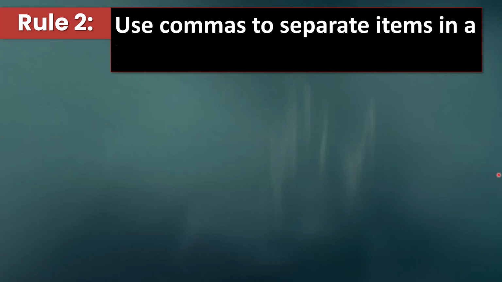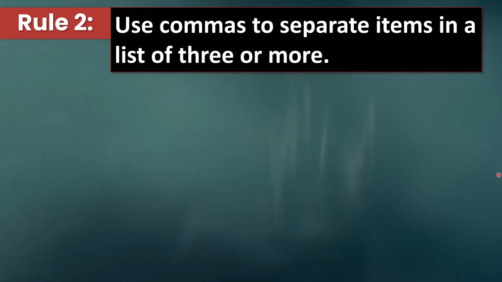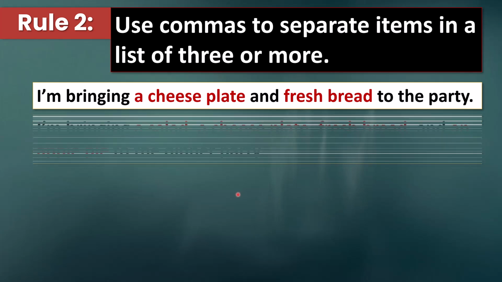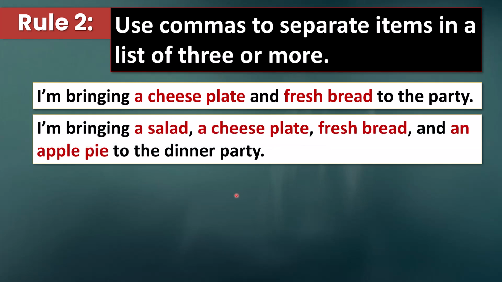In rule number 2, we must use commas to separate items in a list of 3 or more things. Let's take a look at this sentence example. I'm bringing a cheese plate and fresh bread to the party. Here we do not use a comma because this is a list of 2 things, a cheese plate and fresh bread, so no comma is used.